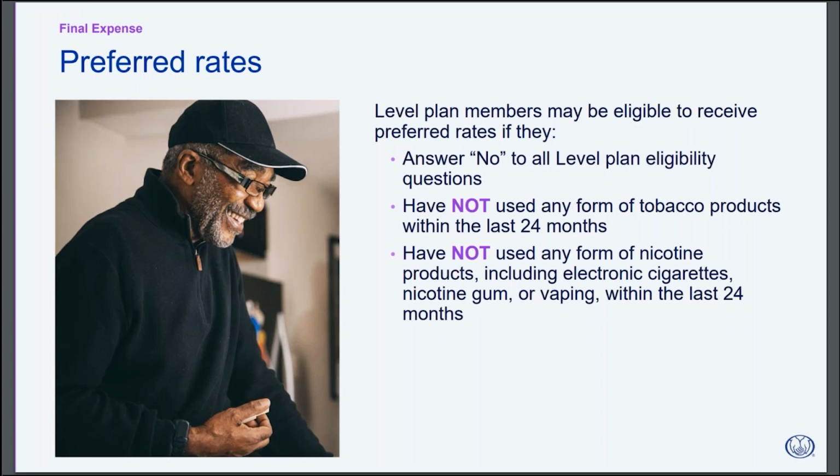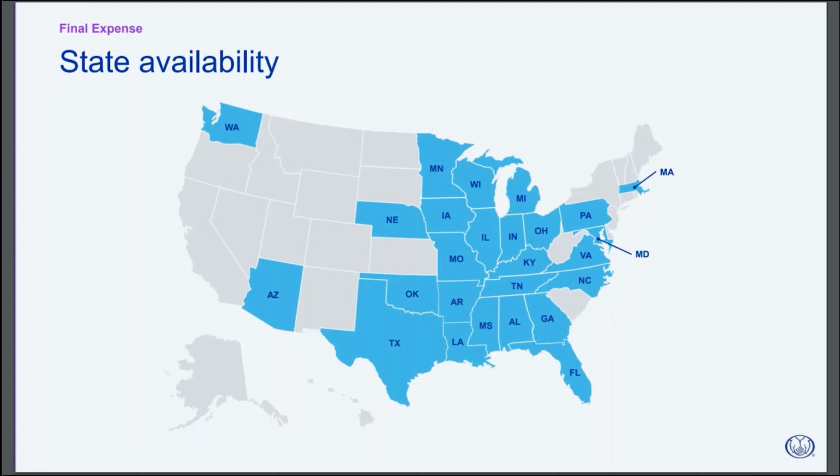So, preferred rates. Level plan members may be eligible to receive preferred rates if they answer no to all the level plan eligibility questions, have not used any form of tobacco products within the last 24 months, and have not used any form of nicotine products, including e-cigarettes, nicotine gum, or vaping, within the last 24 months. So again, we'll jump back to that. That includes e-cigs, vaping, dipping, the little pouch products you put in your gum, all that good stuff.